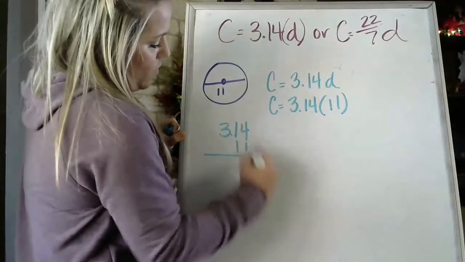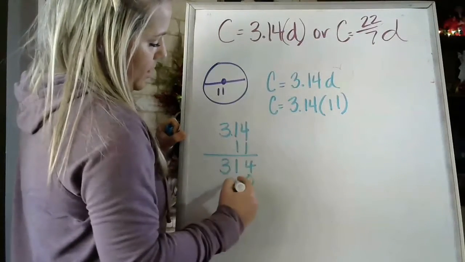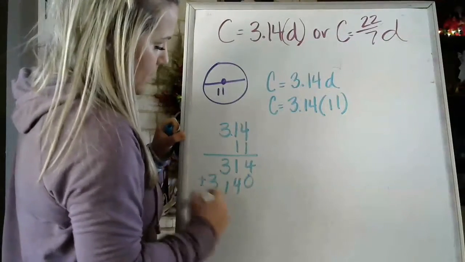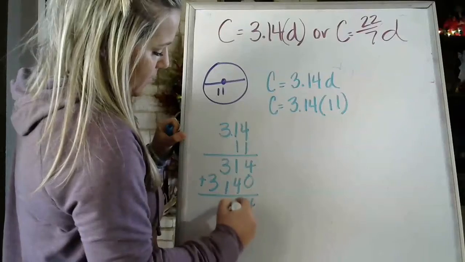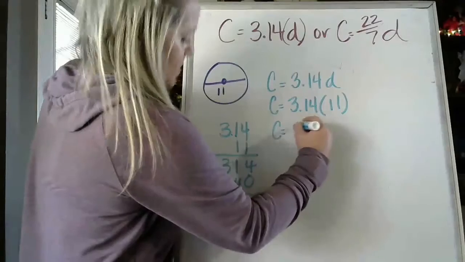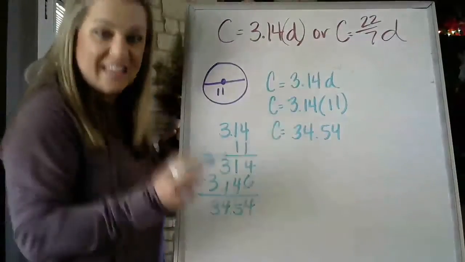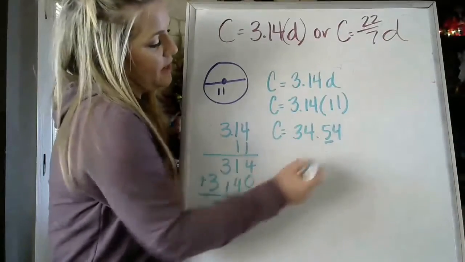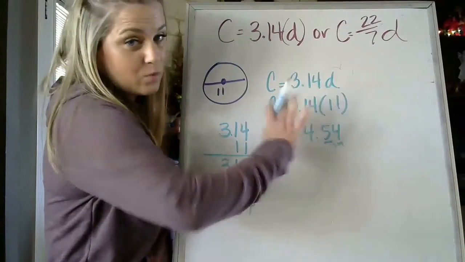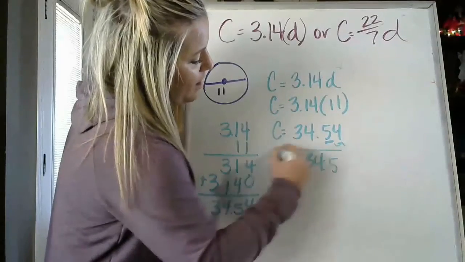4 times 1 is 4. 1 times 1 is 1. 3 times 1 is 3. 4 times 1 is 4. 1 times 1 is 1. 1 times 3 is 3. So 4, 5, 4, 3. And 2 decimal places. So the circumference is 34.54, but it wants us to round to the nearest tenth, and this 5 is the nearest tenth. So this 4 is not greater than 5. So 4 or less, we're going to let it rest. So the circumference is 34.5.